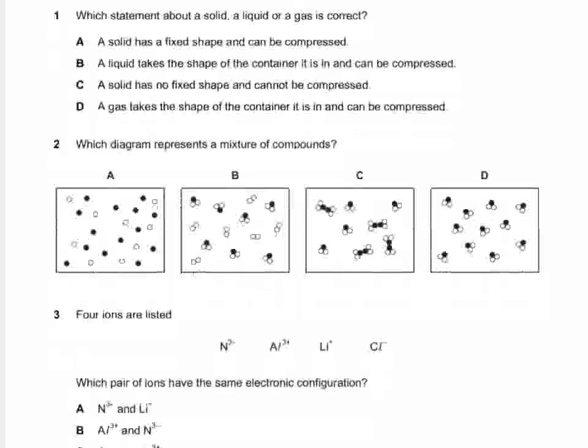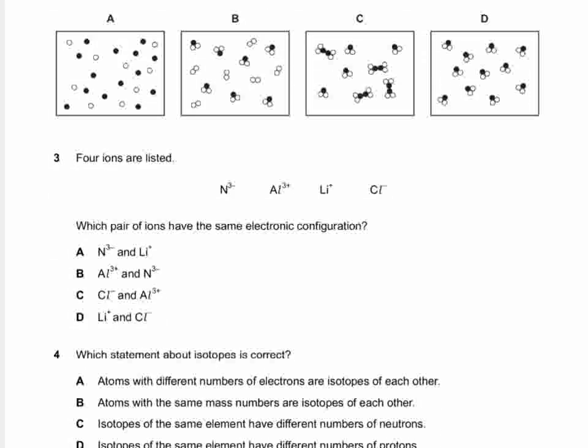Four ions are listed over there, and we have the atomic numbers. You can check it out, and then you need to write the configuration. For example, if it is nitrogen, as its atomic number is 7, so it's 3 minus, meaning 3 extra electrons, so you need to write the configuration according to that. So the question is which pair has the same electronic configuration. So for this one, B option is the correct one. Aluminium and nitrogen ion are going to have the same electronic configuration.